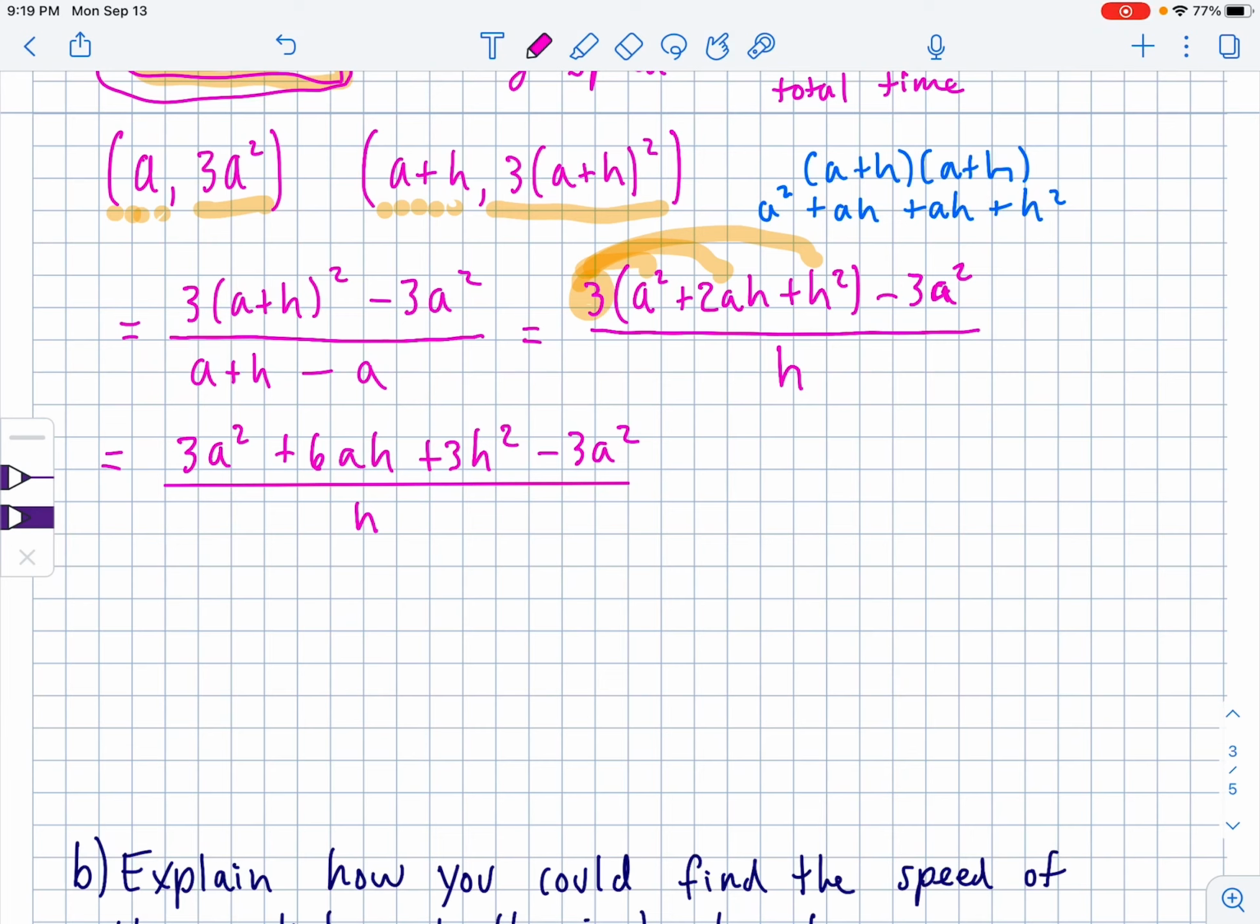Now, can we simplify any more? Yes, we can. This negative 3a squared and 3a squared go away. So this is 6ah plus 3h squared, all over h.